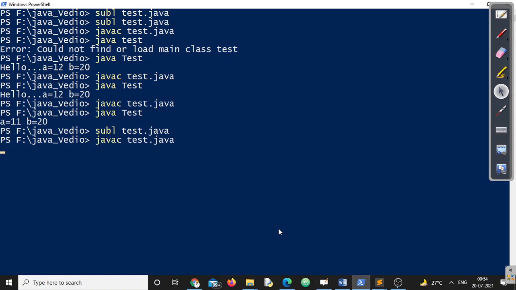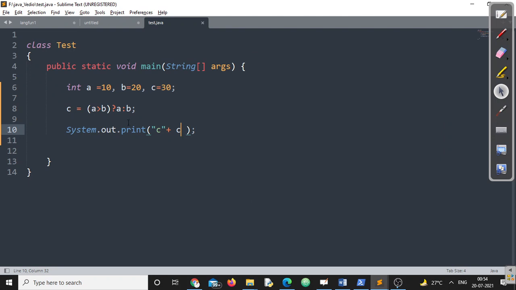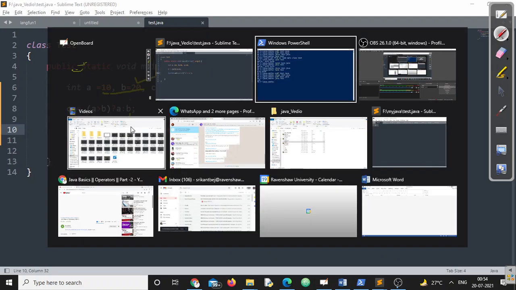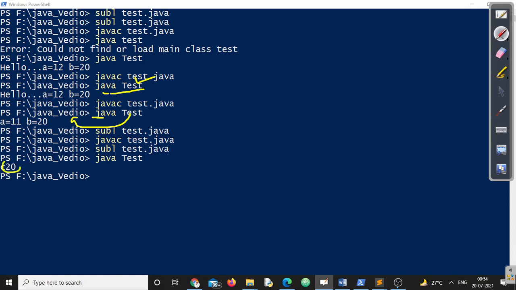Let us compile this program. I hope I have saved that program. Otherwise, I'll get the old value. No, C is 20, right? Why C is 20? Let us cross check. A greater than B, 10 greater than B is false, right? That's why B is assigned to C. What is the value of B? Value of B is 20. So 20 is assigned to C. That's why the value of C I get is 20. Clear? Okay. Now the next one.